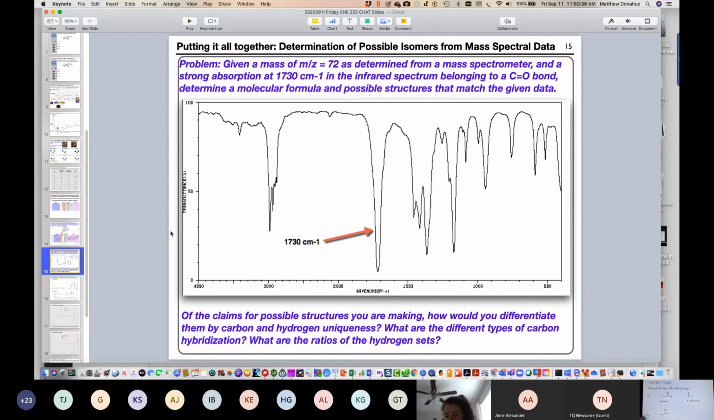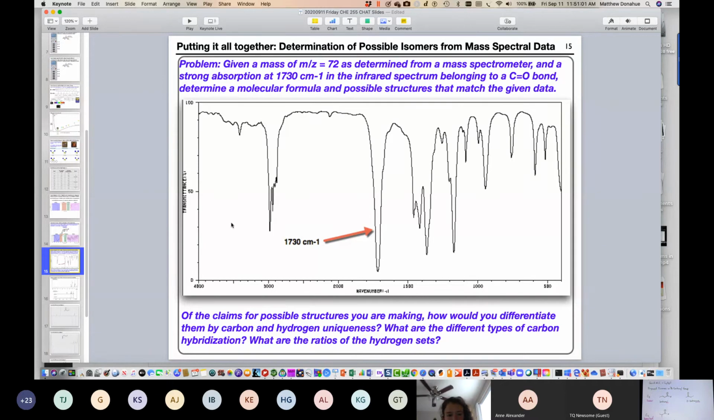These are the isomers. So the C4, these are all linear. Butanal, that's an aldehyde. Butanone, that's a ketone. The branched, that's C3. 2-methylpropanal.